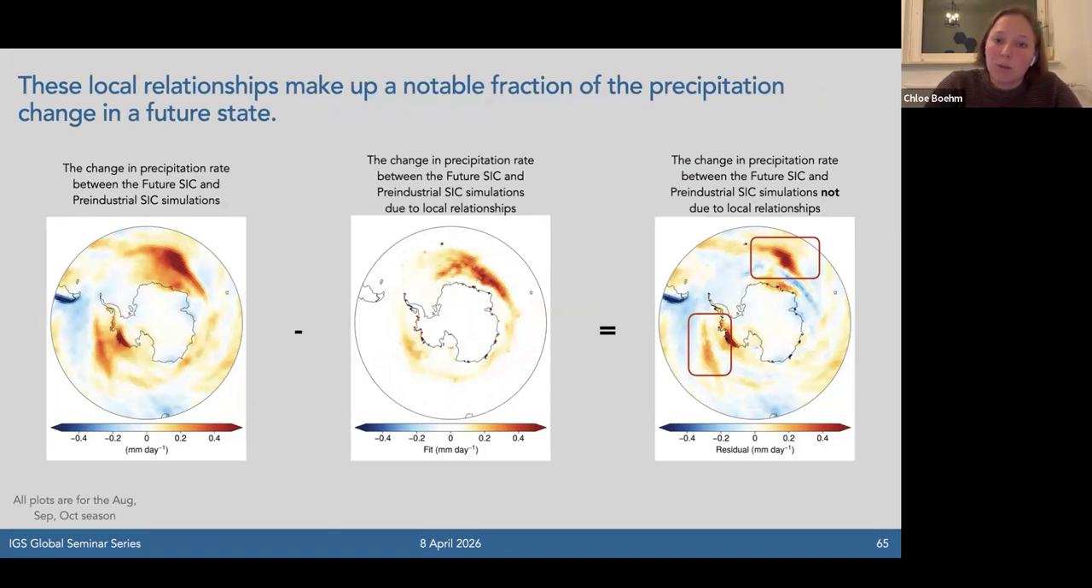And so if we go back to this figure here that was showing the amount due to local relationships in the center and the residual remaining, we also see that the remaining precipitation response difference is actually a little bit downwind of where this sea ice loss was occurring, which could be pointing to the second mechanism explaining some of these precipitation differences, because by the nature of it, the precipitation response would be downwind of where the sea ice loss was occurring.